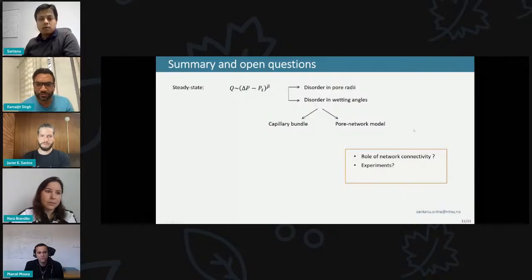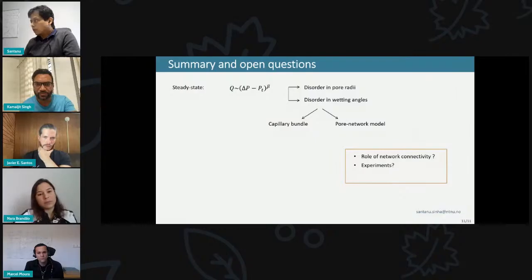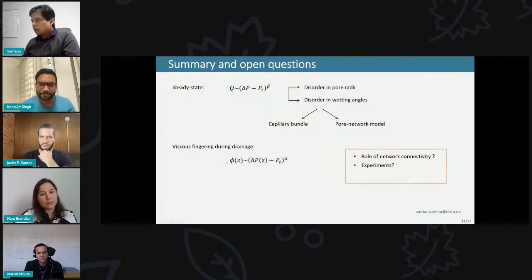For example, if we have a 3D printed porous media where we can generate a certain number of distributions specifically, and we can study the flow here, can we verify the numerical and analytical results? And then we studied the viscous fingering, where we see this growth varies non-linearly with the pressure drop. And here also it looks like the origin of this non-linearity comes, again, from the disorder. So here comes the next question: whether this exponent beta in the steady state has any connection with this alpha. So yeah, that's all for today.